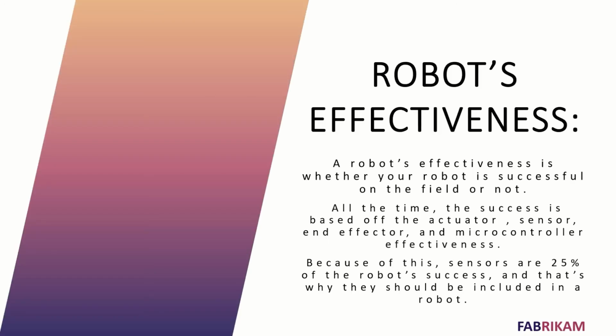So now let's talk about the robot's effectiveness based off the sensors. A robot's effectiveness is whether a robot is successful on the field or not. The success is based off the actuators, sensors, end effectors, and microcontroller effectiveness. So basically, it's based off these four things, which I have shown in my previous video, how these four work together. Because of this, sensors are 25% of the robot's success. That's why they should be included in a robot.